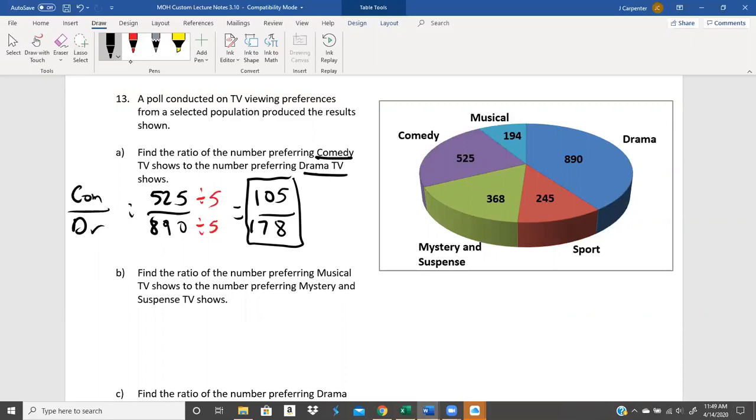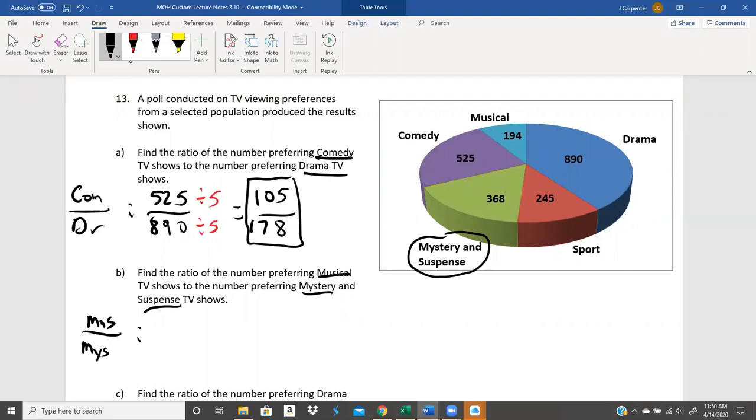Now they say B, find the ratio preferring musical to mystery and suspense. Be careful with the word "and." That could actually mean that we're going to use multiple categories, but mystery and suspense is just one category. So there could be a problem that said compare musical to those that preferred comedy and drama, and then you'd add the 525 and the 890. We're not doing that though. So musical over mystery. I'm just going to write the mystery part, MY. Mystery, suspense, kind of the same thing.